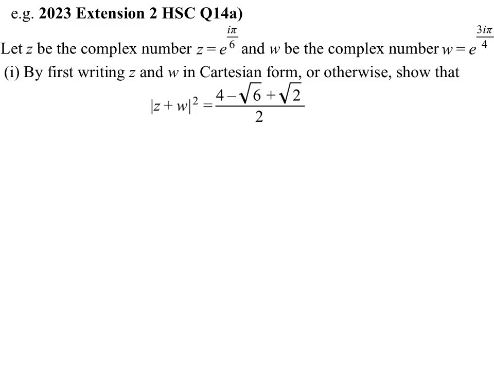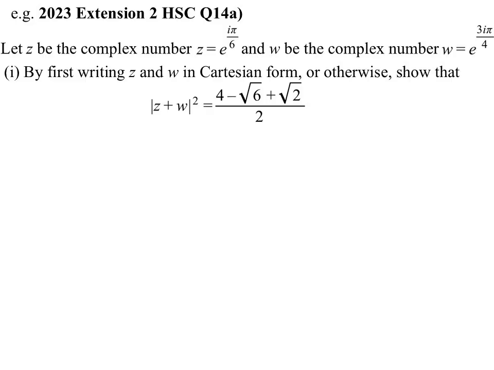Z this time is e to the power of i pi on 6, and W is e to the power of 3i pi on 4. They're giving us a lot of hints here. First write Z and W in Cartesian form, or otherwise, if you want to do it another way. Show that the modulus of Z plus W squared is 4 minus the square root of 6 plus the square root of 2 all over 2.